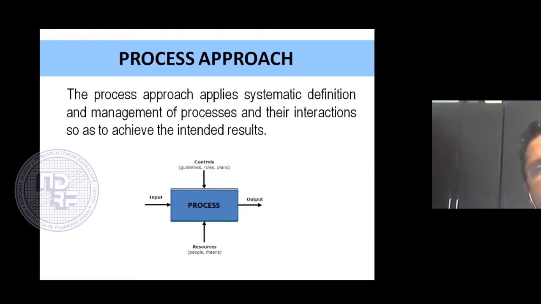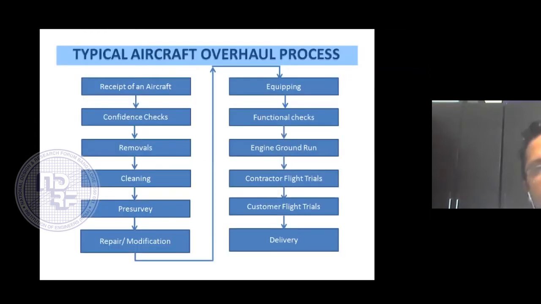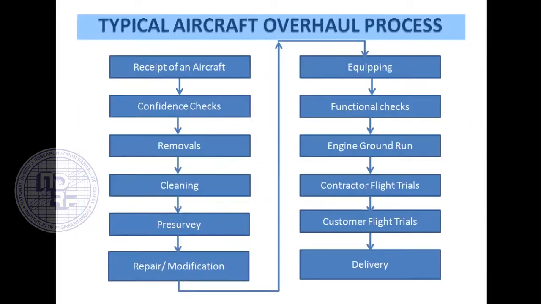If you break down this major process, there are a lot of smaller activities which happen in this organization, which I will come to in the next slide. When an aircraft is converted from an unserviceable aircraft to a serviceable aircraft, it goes through the steps you see on screen. First the aircraft is received from the customer, then it goes through what are called confidence checks to ascertain the level of work which needs to be done on the aircraft. Then the aircraft is stripped bare of its components, which is the removal stage. And once it's removed, the aircraft undergoes a cleaning process.